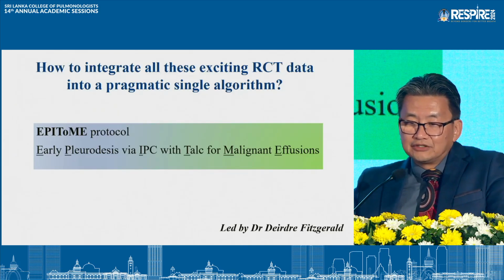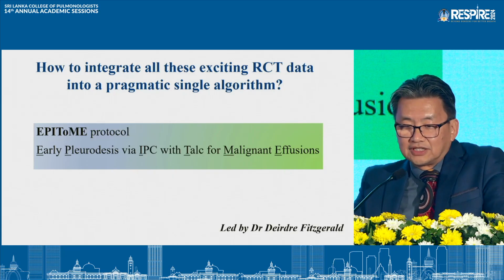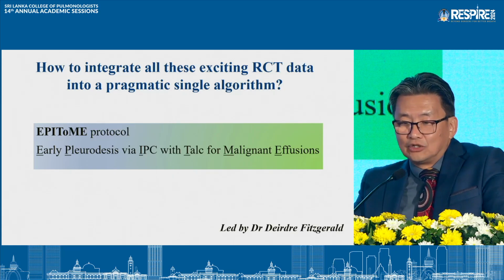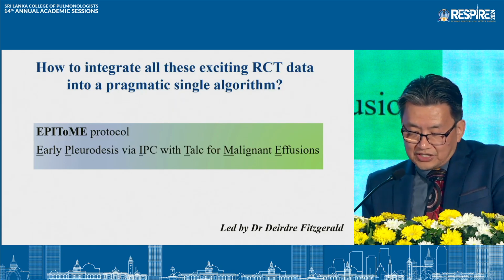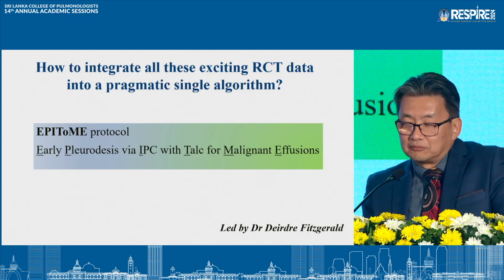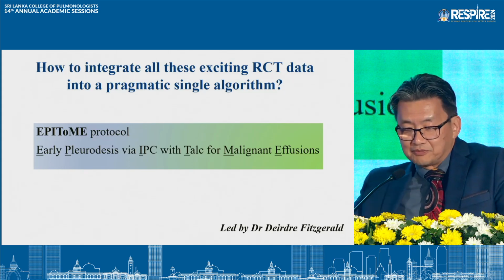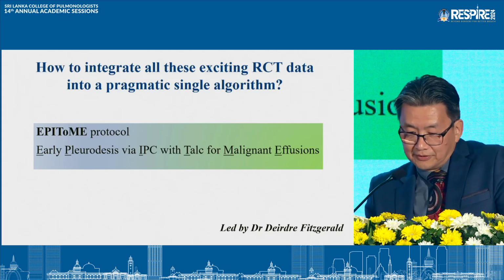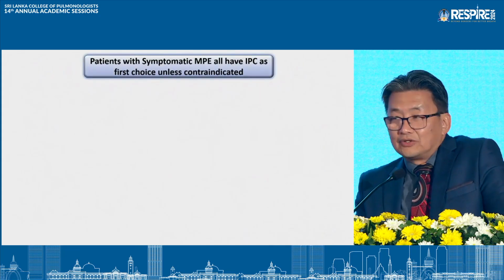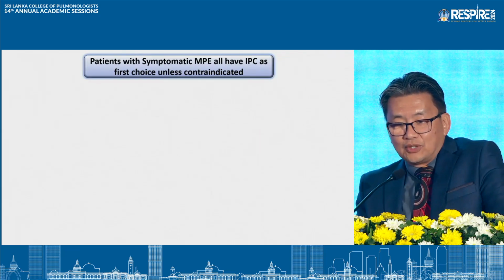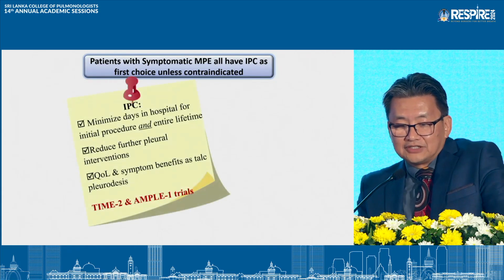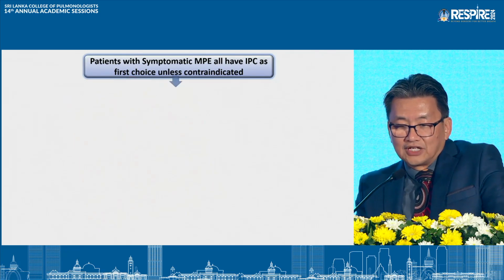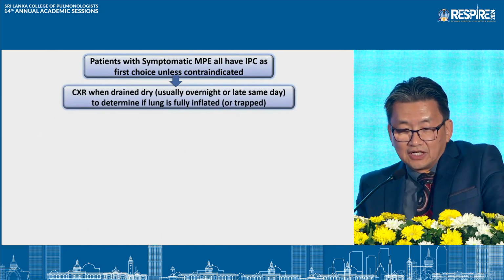So how do we integrate all these exciting randomized trial data into one pragmatic single algorithm? We've designed the EPITOME protocol, which is early pleurodesis via IPC with talc for malignant pleural effusions. So you can see I spend most of my days thinking about acronyms. In our group, in patients who have symptomatic malignant pleural effusions, all of them will have IPC as the default first choice unless there's a contraindication, based on the TIME2 and AMPLE-1 trials, and also the latest OPTIMUM study.